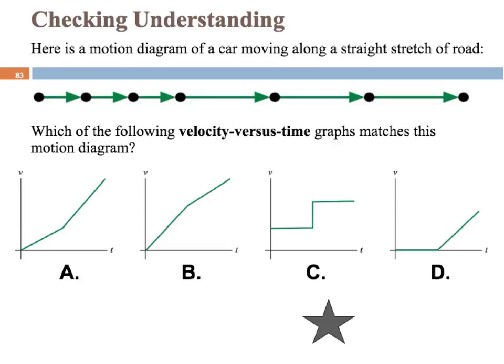All right, which of the following is the velocity graph? Well, if it was slow and then fast, but constant velocities, we have to have a low constant velocity and then a high constant velocity. So C is correct.